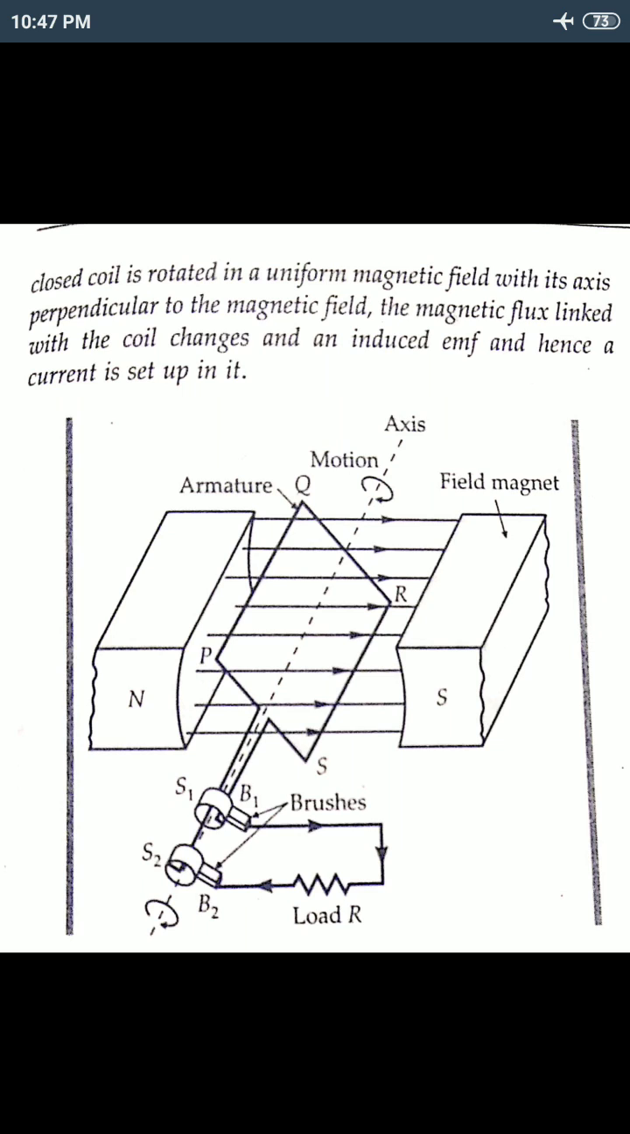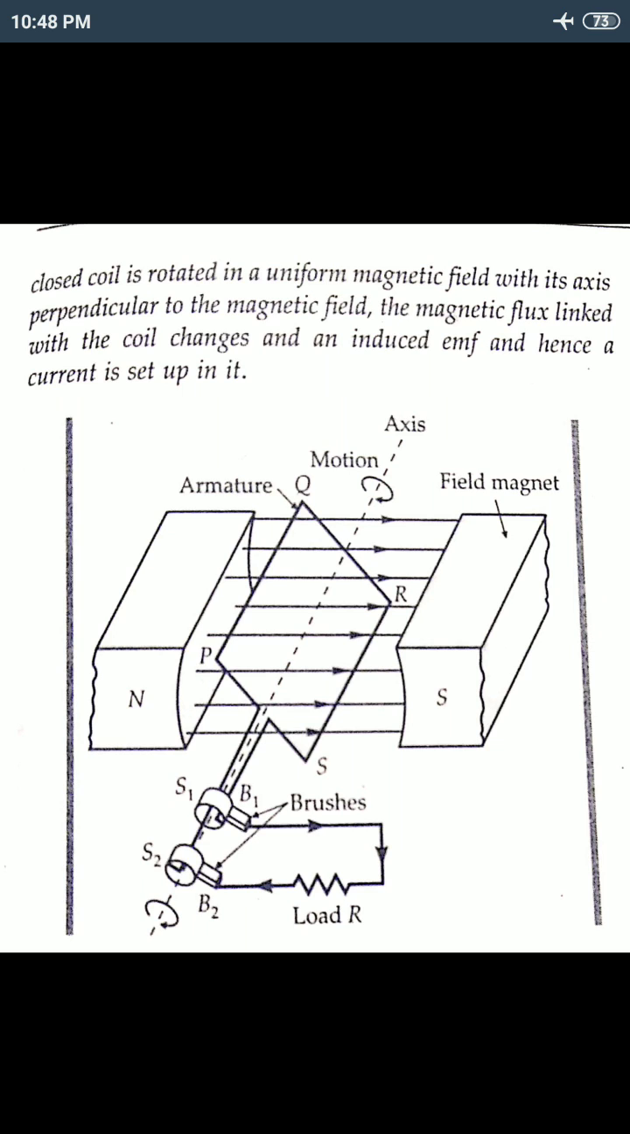Next, B1 and B2 are the brushes. Graphite or flexible metallic rods called brushes are lightly pressed against the two slip rings. The brushes B1 and B2 remain fixed in their position and maintain sliding contact with the rotatable slip rings S1 and S2. This is used to reverse the direction.